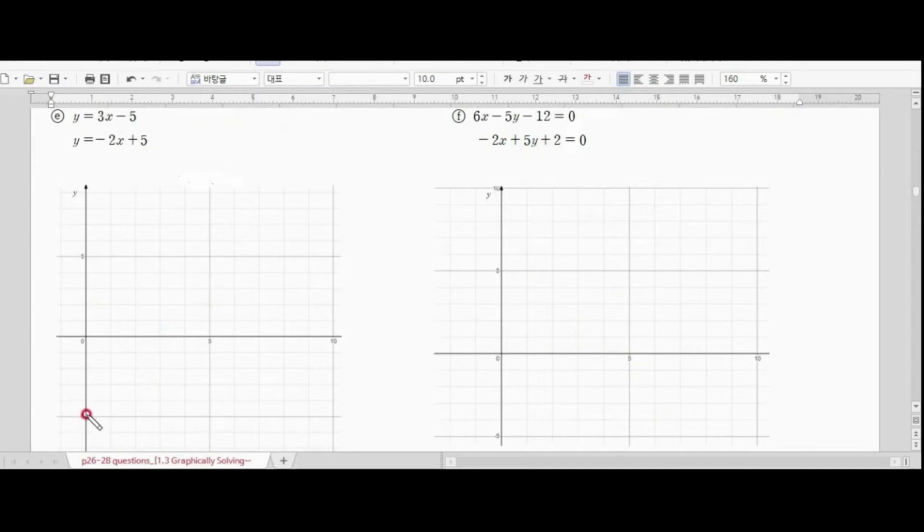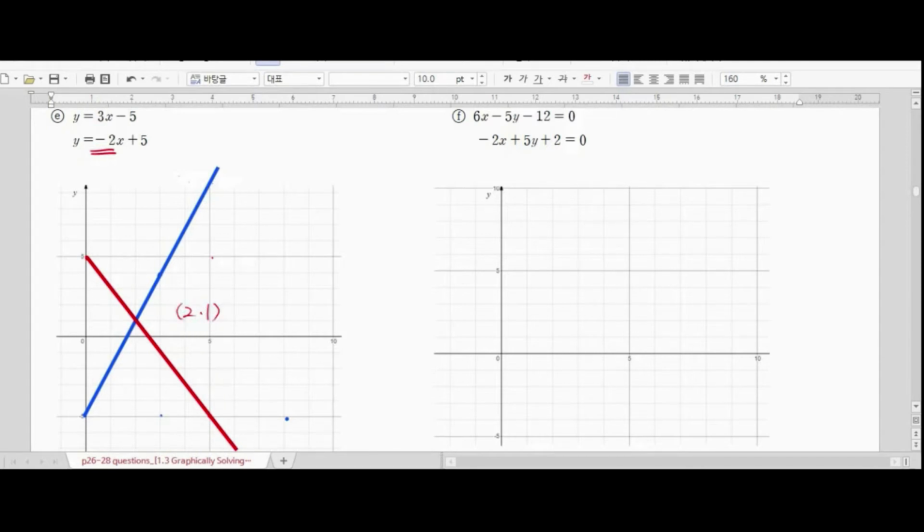So -5 right here. And then 3 to the right, and 9 to the top, straight up like this, and then connecting these 2 points. Now it's the second one. The slope is negative, so it has to go down. Y-intercept right here, -2. So moving 5 in x, 10 in y, like this. And connecting these 2 points, this will be the graph for the second one. Right here, the point of intersection is 2, 1.